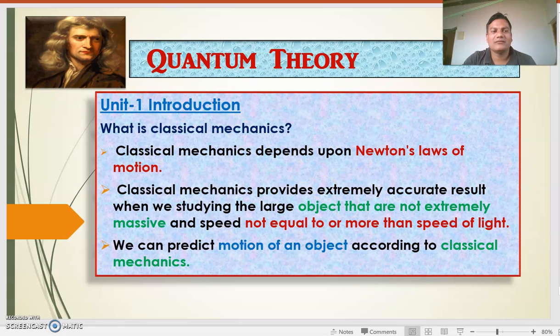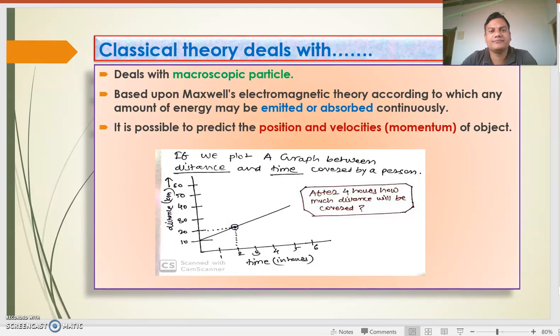We will see the next slide. So the classical theories deal with macroscopic particles. That means particles which we can see, which we can observe. Those particles are nothing but macroscopic particles. And this classical theory totally depends upon Maxwell's electromagnetic theory, according to which any amount of energy may be emitted or absorbed continuously. So energy is continuously emitted or absorbed. Any one of these two processes may occur in classical mechanics or in the electromagnetic theory given by Maxwell.